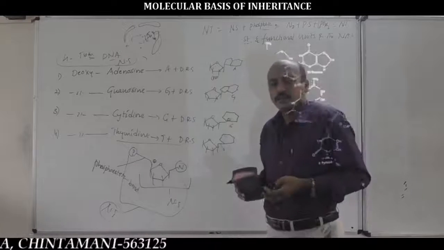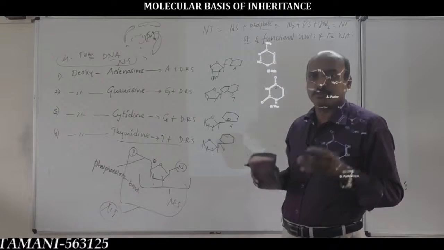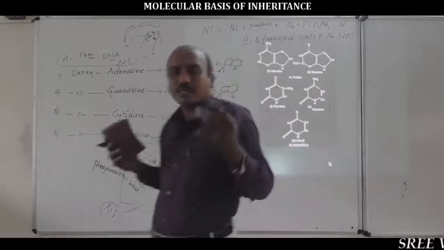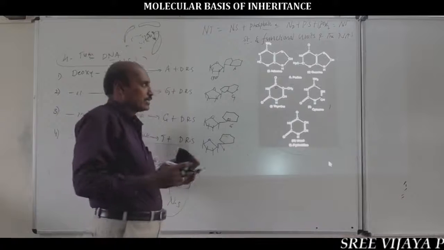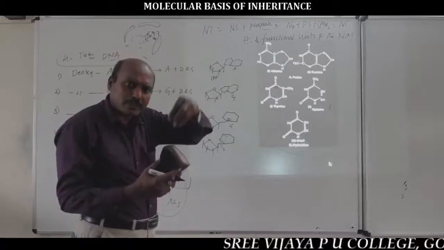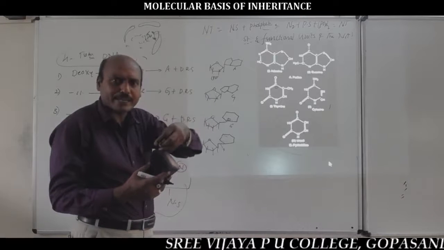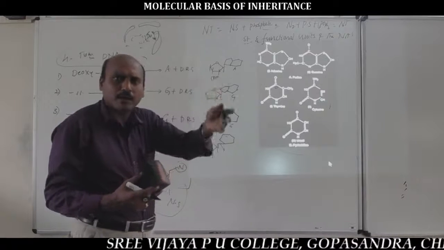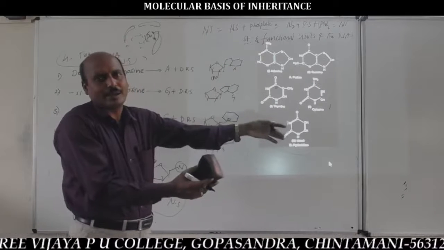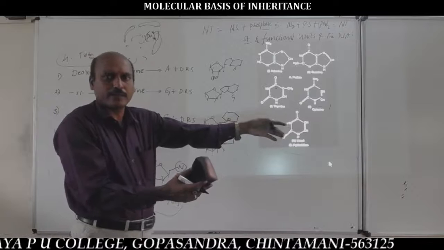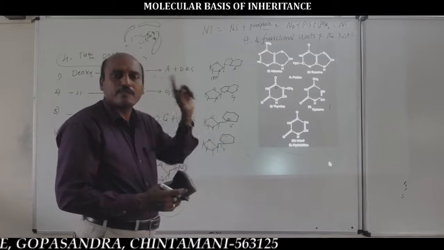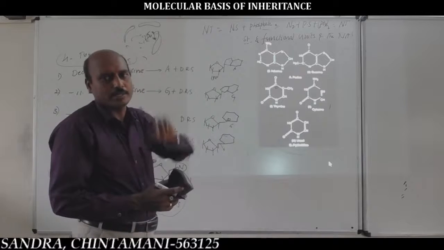One more question: name the fundamental units of nucleic acids. They are the nucleotides. Name the structural and functional units of nucleic acids: nucleotides. Because a number of nucleotides undergo polymerization through phosphodiester bonds, leading to formation of the respective nucleic acid, either DNA or RNA. That's why nucleotides are the functional and fundamental units of nucleic acids.